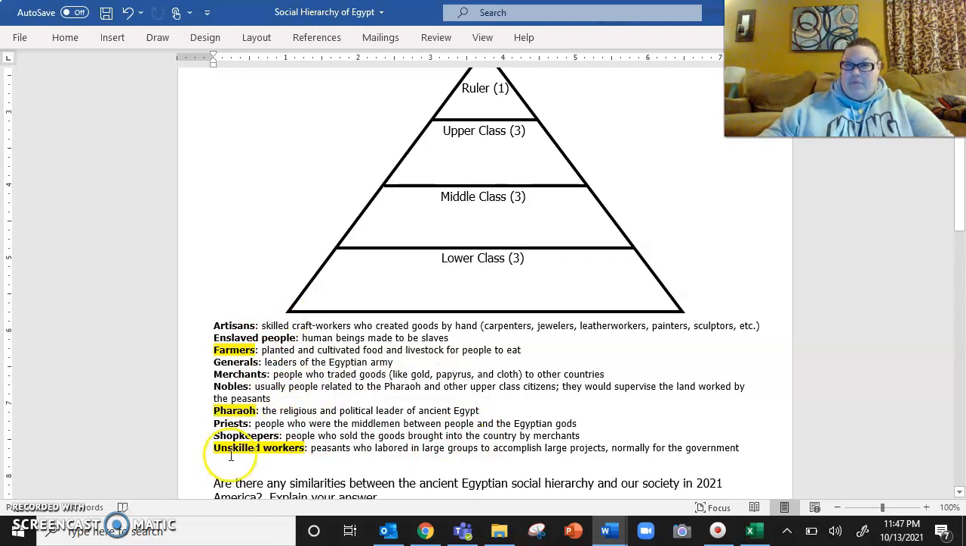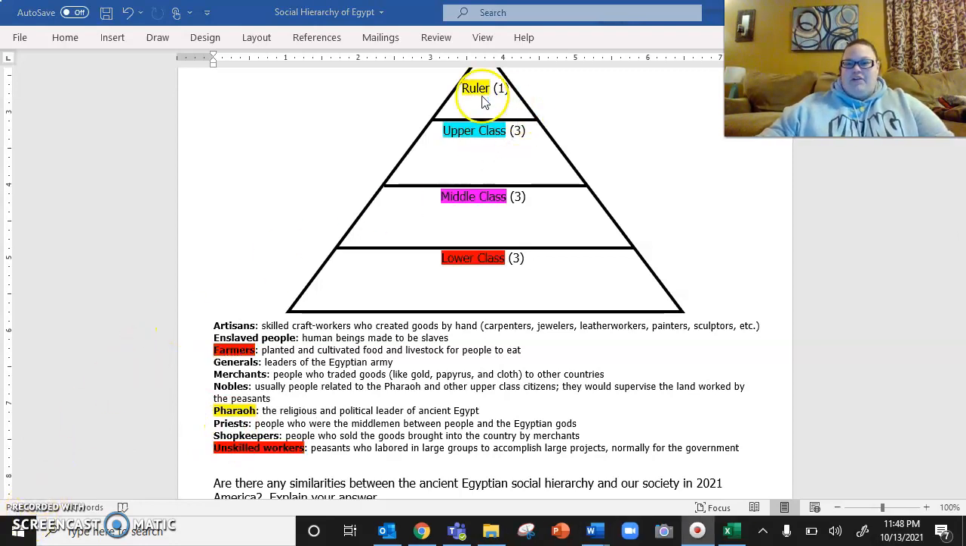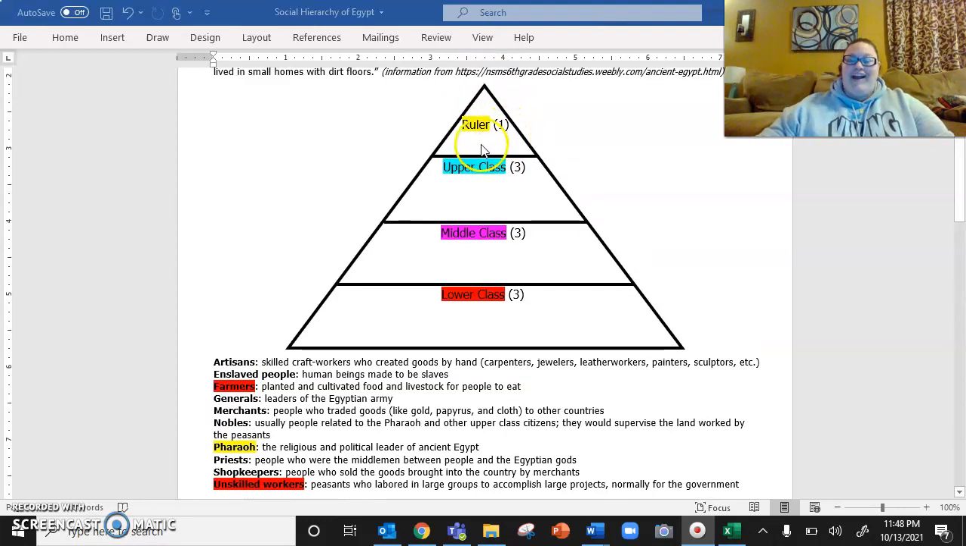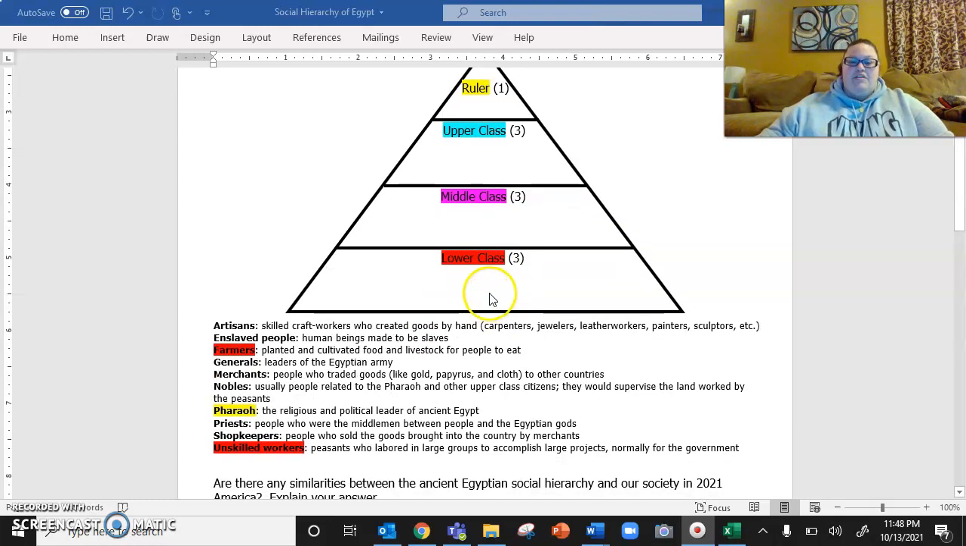I'm highlighting the ones that we've already put up there. That's a good call. I'm going to put them in different colors. Be right back. So we've got them color coded. The top of the social hierarchy is going to be yellow, upper class will be light blue, middle class will be purple, and lower class will be red. So we have our ruler, the pharaoh. We have the lower class, which is the farmers and the unskilled workers.